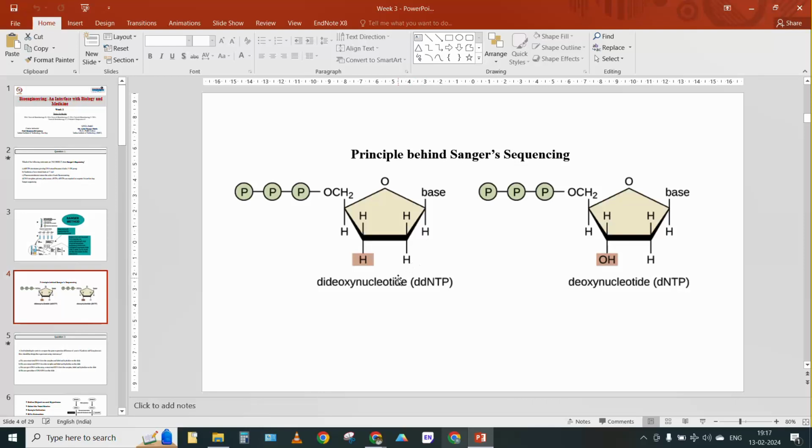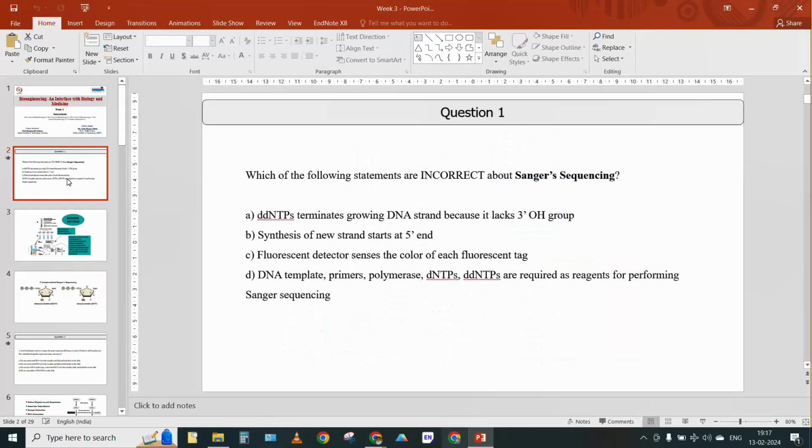Here the two things are deoxynucleoside triphosphates and dideoxynucleoside triphosphates. The reaction mixture contains dideoxynucleoside triphosphates along with the usual dNTPs. If during replication a dideoxynucleoside triphosphate is incorporated instead of the usual deoxynucleoside triphosphate in the growing DNA strand, then the replication stops at that nucleotide. So based on these principles and the information we have, statement B is the incorrect statement. The rest are the correct ones.